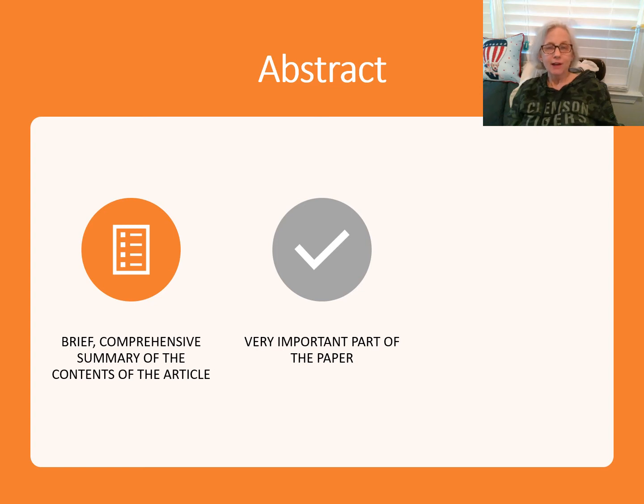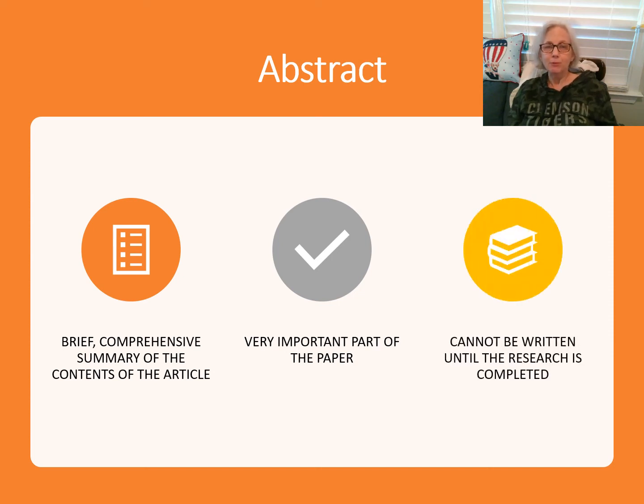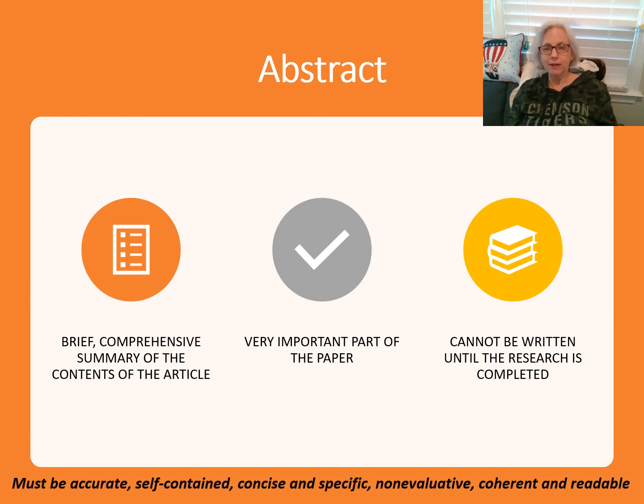The abstract is often the only part of the paper another researcher will read. That's what I do to find out if a paper is relevant to my studies after looking at the title. The abstract, appearing at the beginning of the paper, cannot be written until the research is completed. You don't know exactly what you're going to say until you say it. Overall, the abstract must be accurate, self-contained, concise and specific, non-evaluative, coherent, and readable.